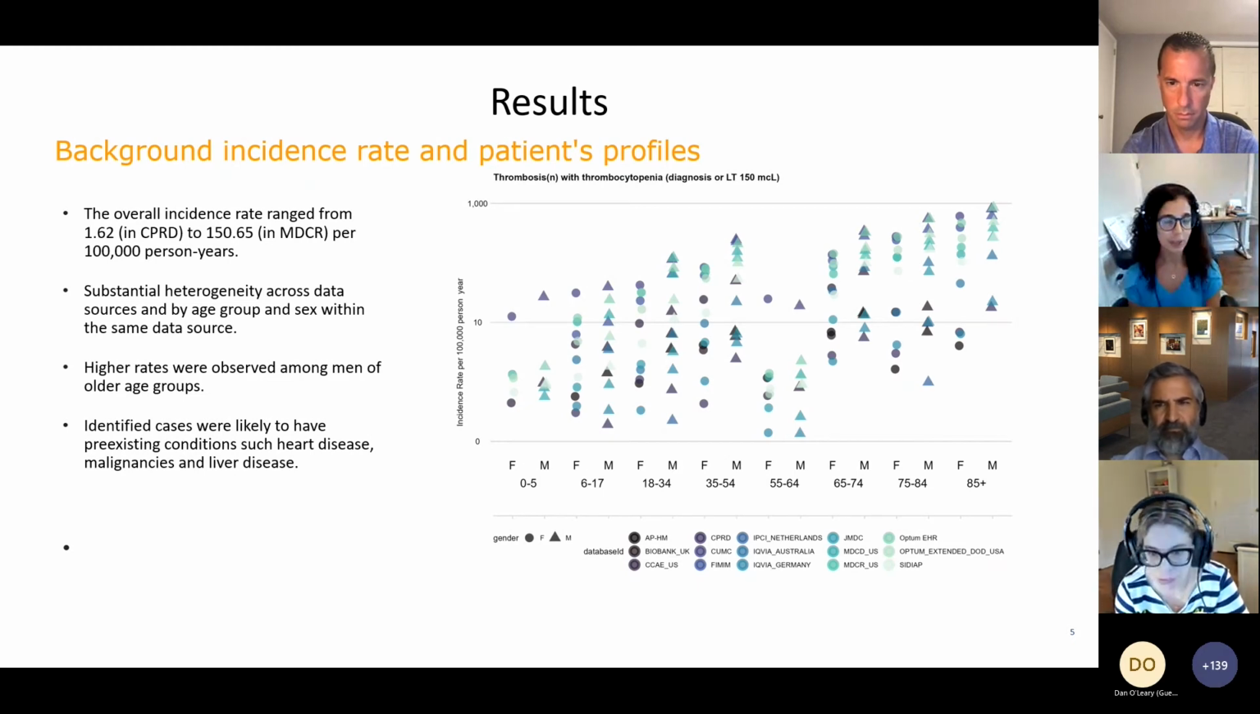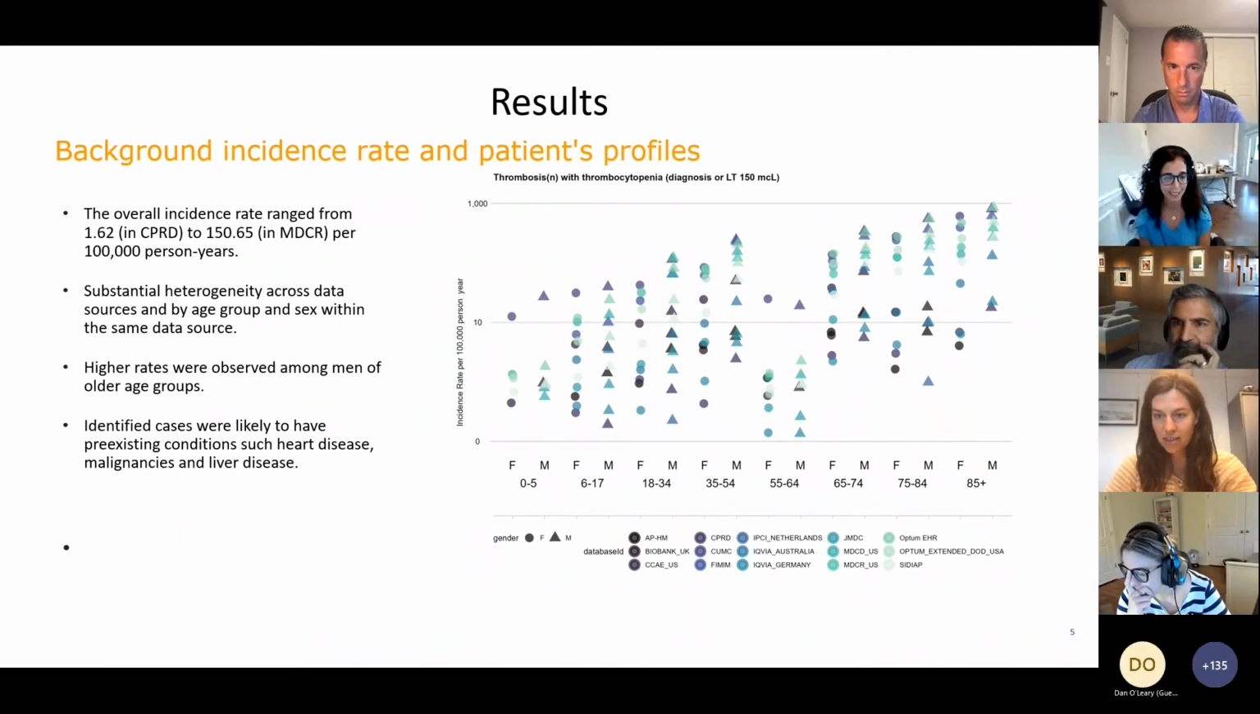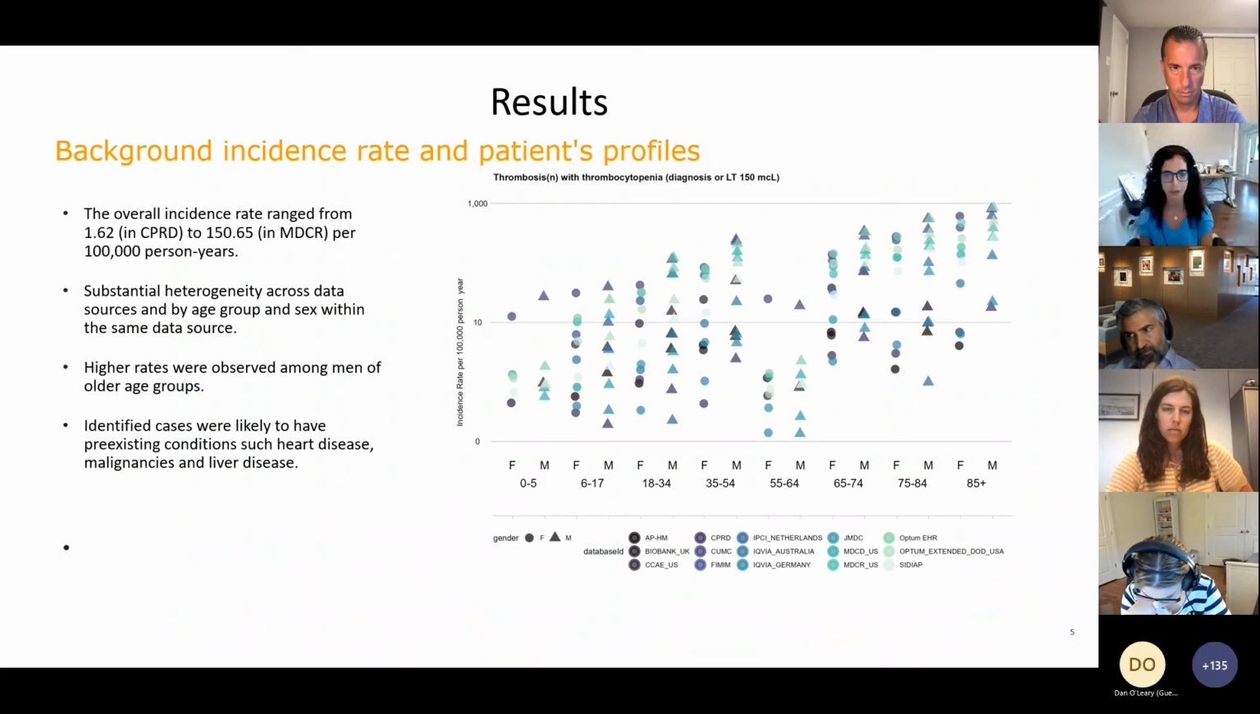And then we saw that higher rates were observed among men and older age groups. That was not consistent with the VATT patient profile that was published for those patients who had that event after the vaccine. Those patients tended to be women, young women of reproductive age. That's very different from the historical thrombosis with thrombocytopenia that we observe in the databases. We also identified that cases were likely to have pre-existing conditions such as heart disease, malignancies, and liver diseases, which explains the co-occurrence of thrombosis and thrombocytopenia, while those cases coming after the vaccine were, again, young, healthy women with no other health conditions, and they were very much younger.